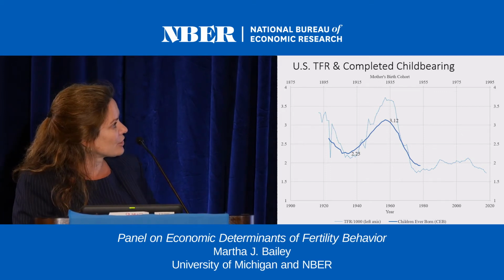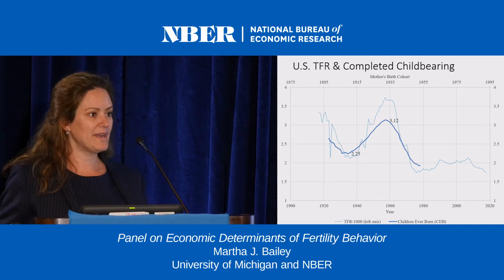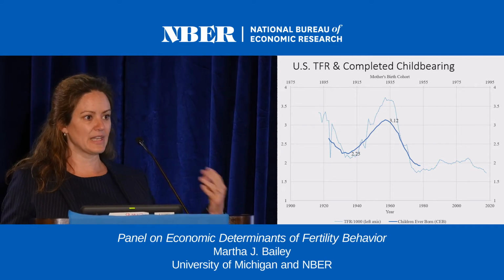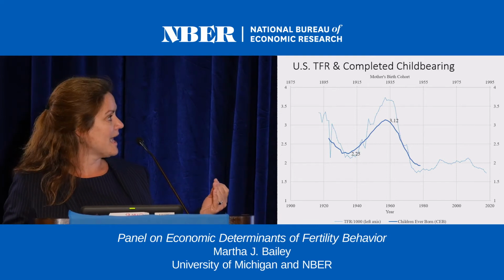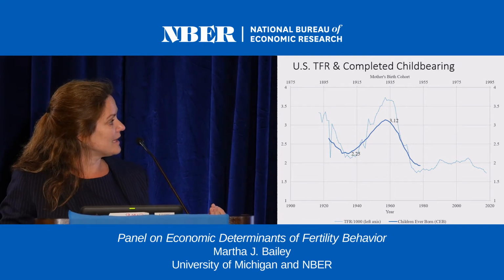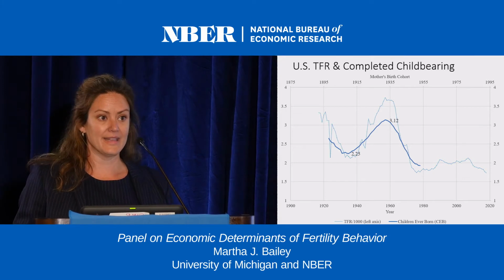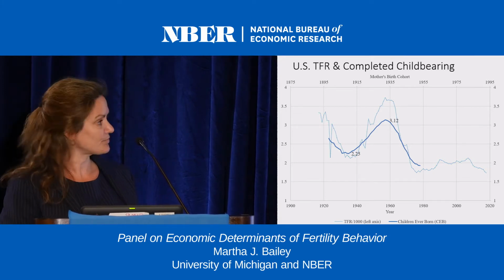So in particular, during the baby boom, when women are speeding up their childbearing, they're having a lot more kids at younger ages, you see the TFR go up really, really dramatically. And also, when it starts declining, you see it decline more rapidly than in fact completed childbearing did, right?